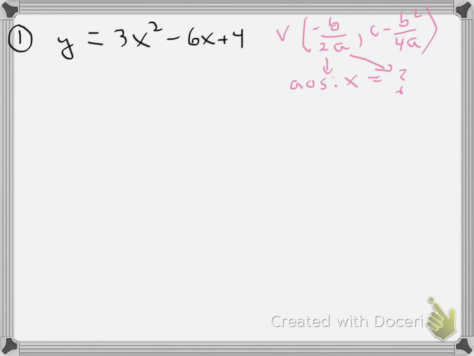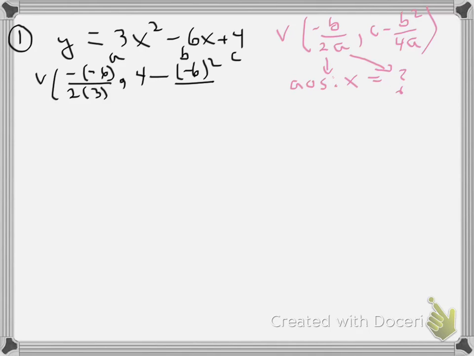Number 1, so we've got a, b, c. Our vertex is going to be negative of negative 6 over 2 times 3. And then our y part is going to be c, which is 4, minus negative 6 squared over 4 times 3. So when you figure that out, you get positive 6 on top, and this is equal to 6 on the bottom.